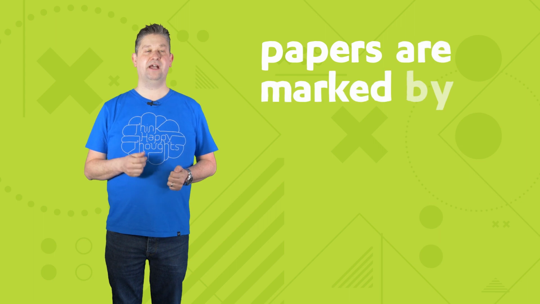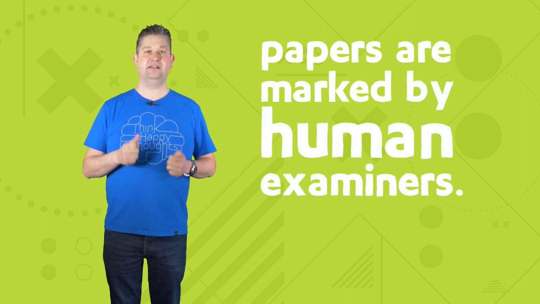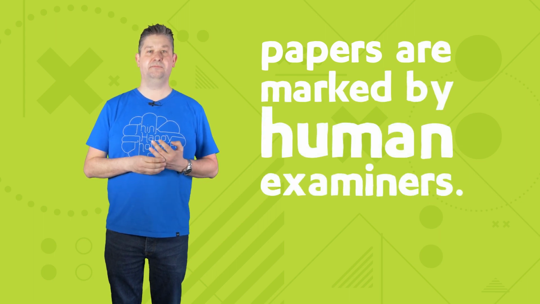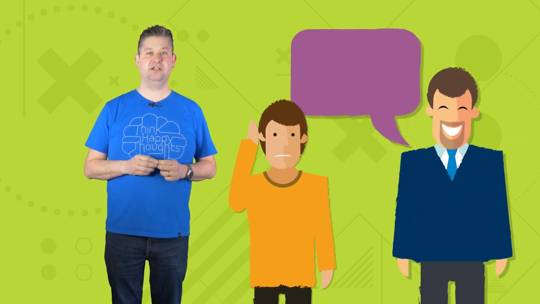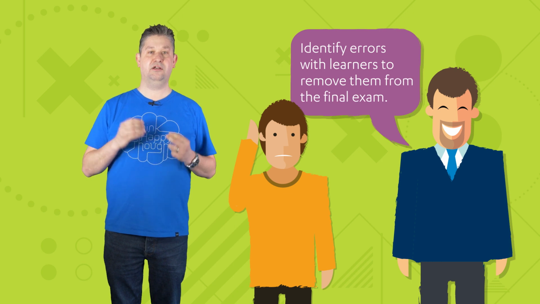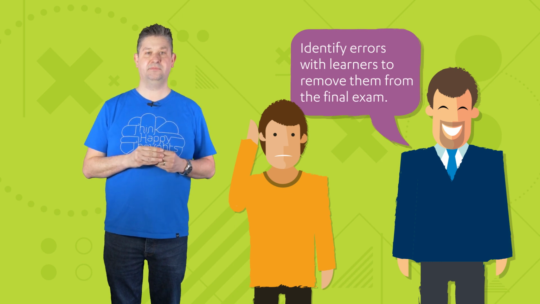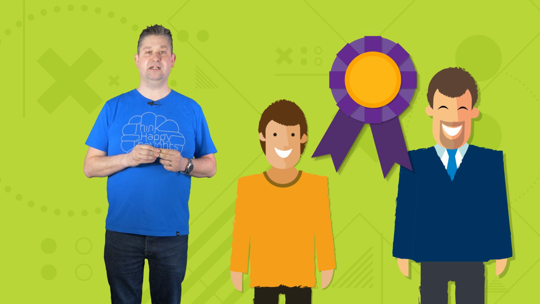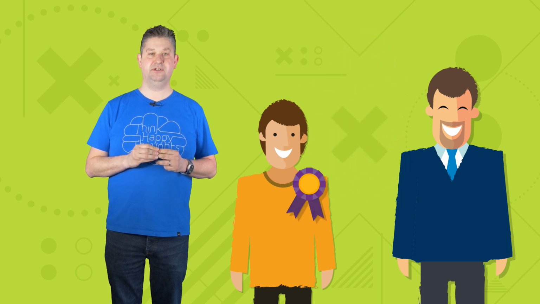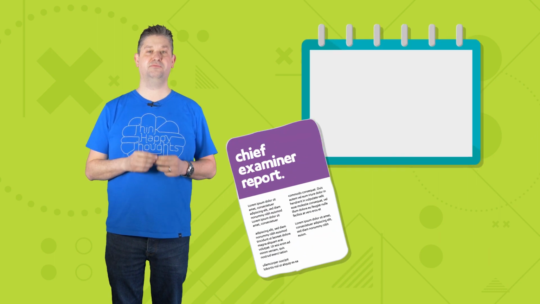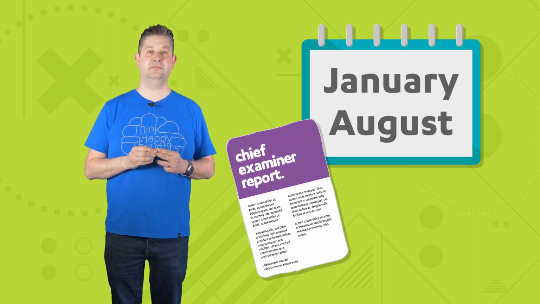All papers are marked by human examiners, and they've come together to identify the common failings that learners make during assessments. By identifying these errors with your learners, you can help them to eradicate and remove them from the final exam. Those crucial marks can make the difference between achieving and not achieving. As well as these video modules, you can also read the Chief Examiner reports, which are released in January and August. These reports are available on the NCFE website.